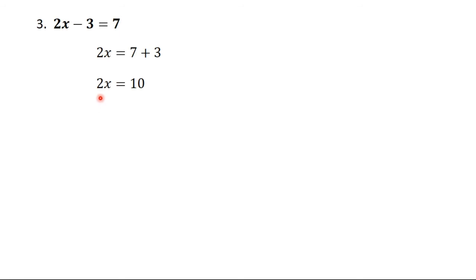Once again, what do you do here? You divide here by 2, divide here by 2, so that you can get rid of 2 here. So 2 will cancel 2 to give us x. 10 divided by 2 will give us 5. Let's consider the next example. 13 minus 5x is equal to 3.